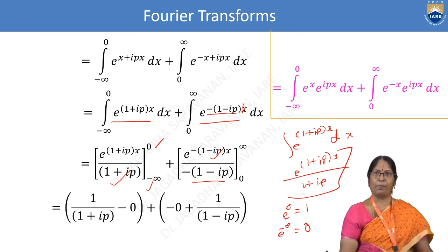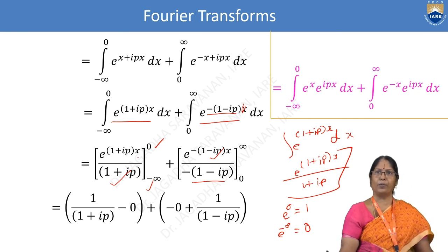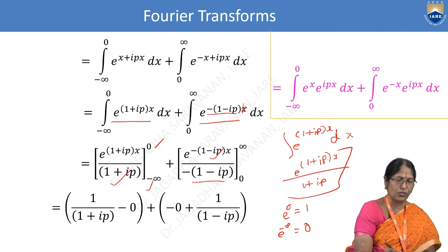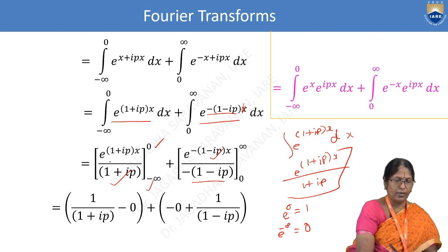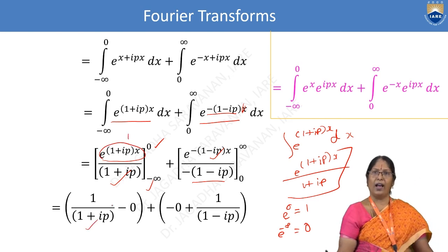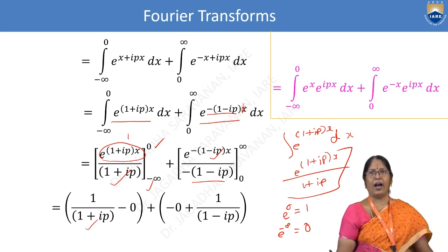First we apply the upper limit, 0. In the place of x we are substituting, so e power 0, the value is 1. So the numerator is becoming 1. The denominator is written as it is. So 1 divided by 1 plus ip.